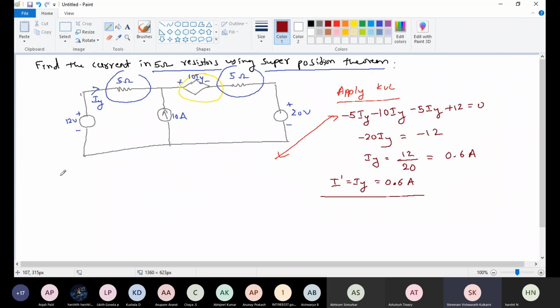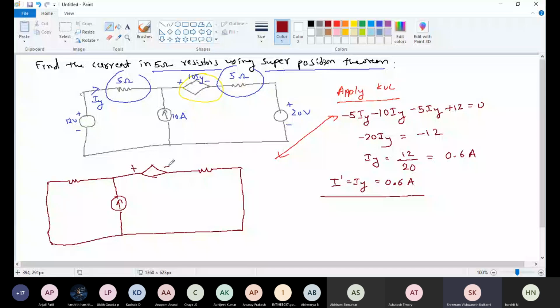Now considering only the 10 ampere source, I need to replace this 12 volt by a short circuit. Wherever the independent voltage sources are there, we need to replace them with a short circuit. Here I am considering the 10 ampere. Now I need to keep my dependent source as it is. Then I need to short circuit this 12 volt also.